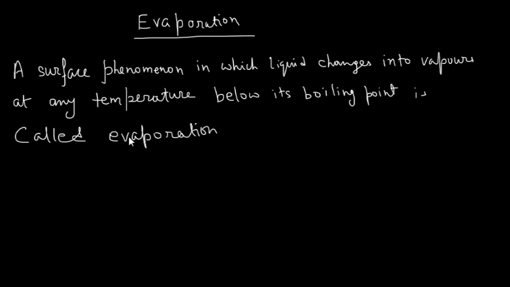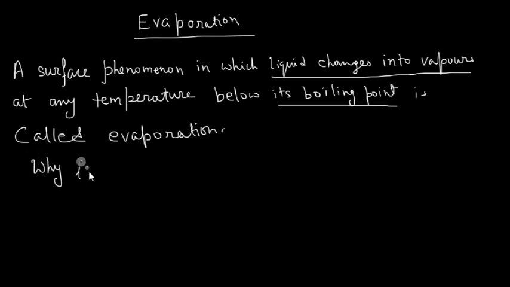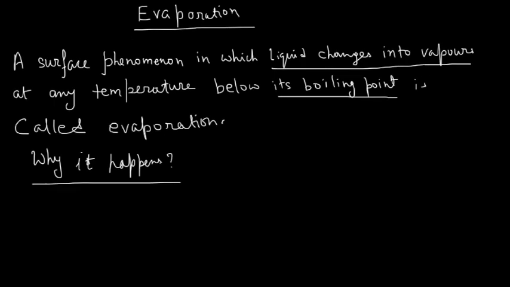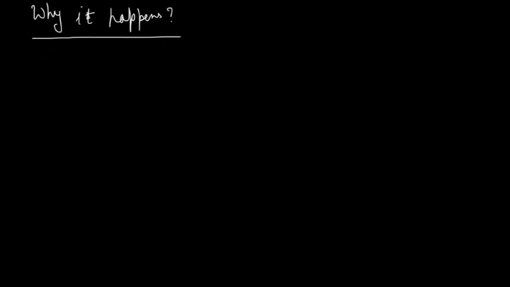So, liquid changes to vapor below its boiling point is called evaporation. Particles on the surface of the liquid, why does it happen? So, we have to understand the scientific phenomena behind it. So, what happens?